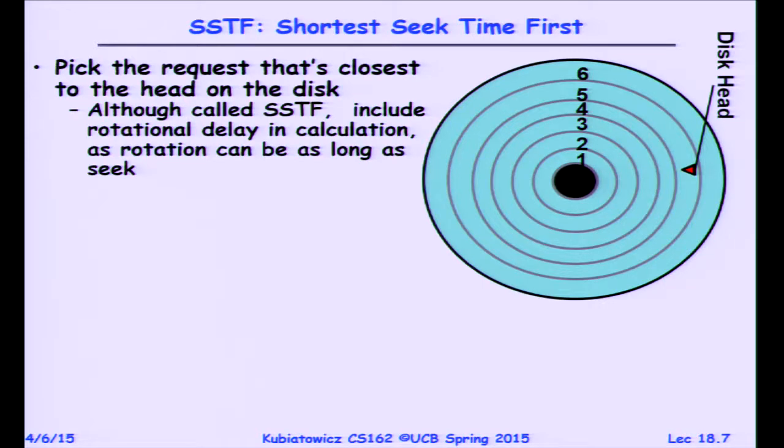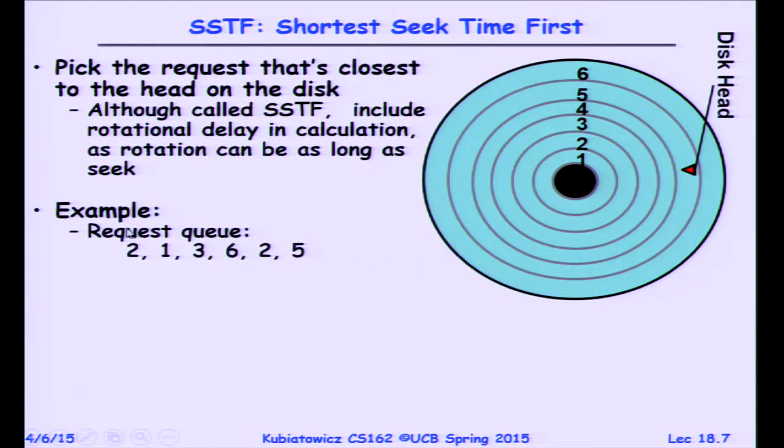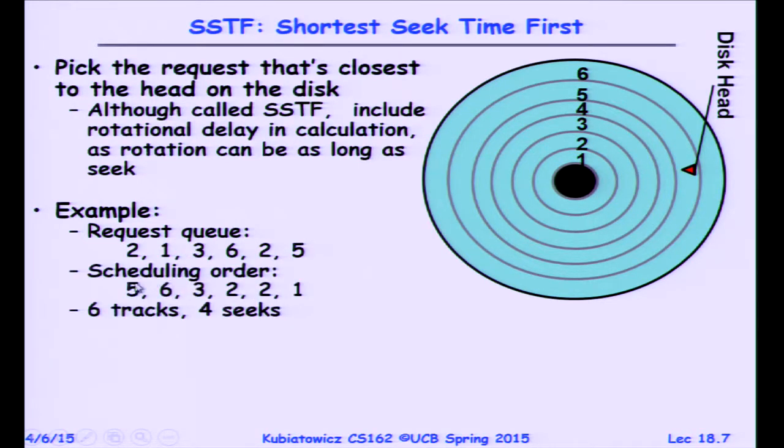Okay, so we're now going to take that queue of possible inputs and we're going to rearrange them so that we meet this sort of shortest seek time first. And so here, if we have this set of incoming requests, 2, 1, 3, 6, 2, 5, same as before, perhaps we'll schedule it this way, okay? Because notice that the disk head here is already on 5.